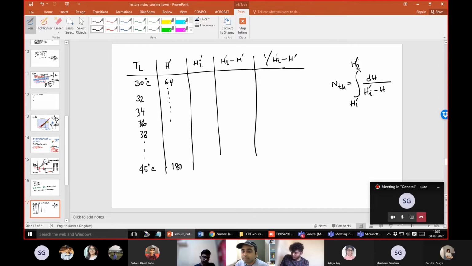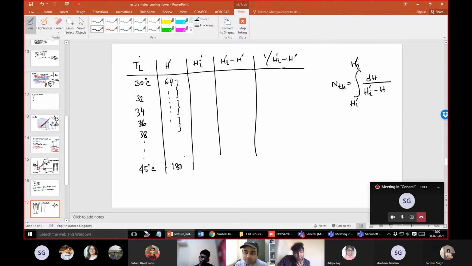Now, if you note here, the enthalpy differences will not be uniform across two temperatures. Please understand, guys. This enthalpy difference will not be the same. So ultimately, to do this numerical integration following trapezoidal or Simpson's rules, it requires you to have constant intervals of the independent variable.